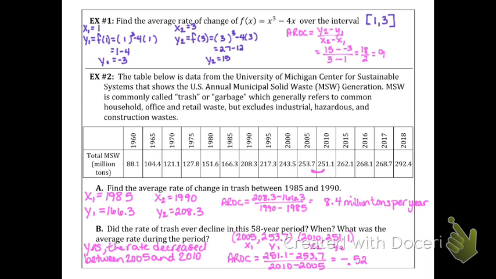All right, and so we can see it went down. It decreased by 0.52 million tons per year. So I don't know if I'd leave it as negative 0.52 million tons. I would probably put that it decreased by 0.52 million tons per year. So I'm going to come back over here to my sentence. So yes, the rate decreased between 2005 and 2010 by 0.52 million tons per year.